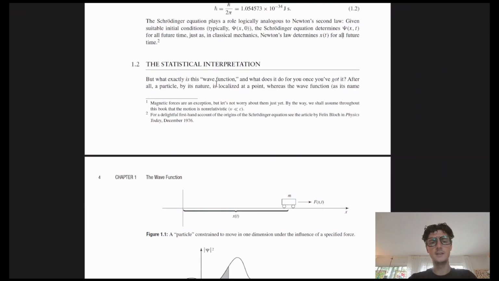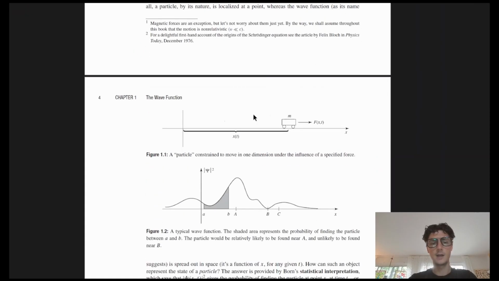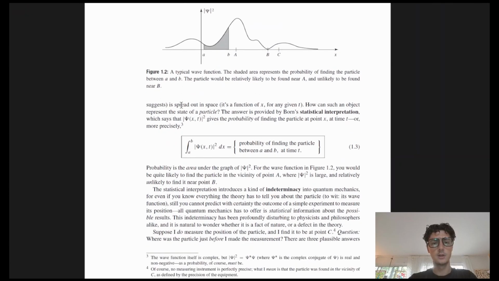But what exactly is the wave function, and what does it do for you once you've got it? After all, a particle, by its nature, is localized at a point, whereas the wave function, as its name suggests, is spread out in space. It's a function of x for any given t. How can such an object represent the state of a particle? The answer is provided by Born's statistical interpretation.